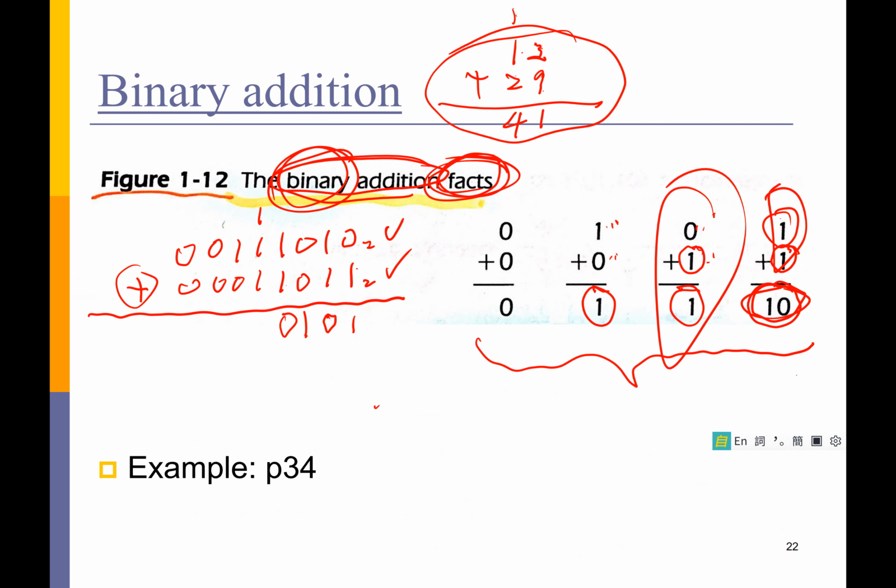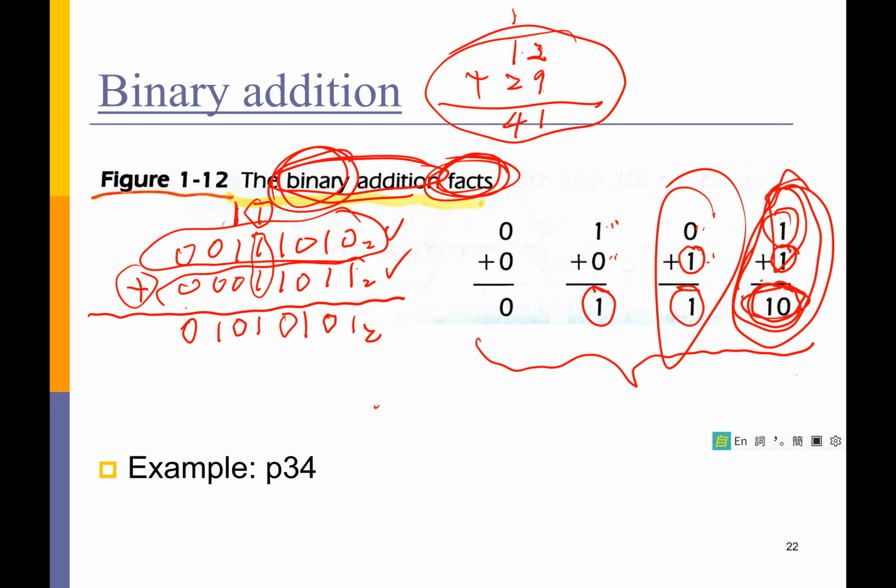So what are you going to do? You keep this 1 in here. And for these 2 ones, using this table, you will have another 1 here. And 1, 1, 0, using this table again, you get 1, 0. So the addition of these 2 base 2 numbers is this one.